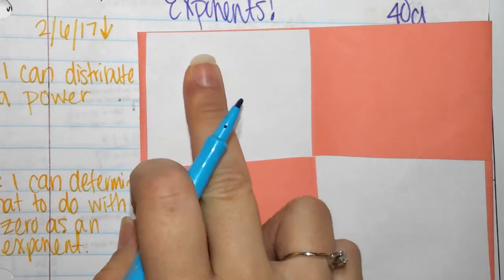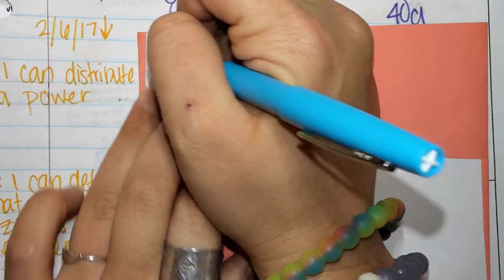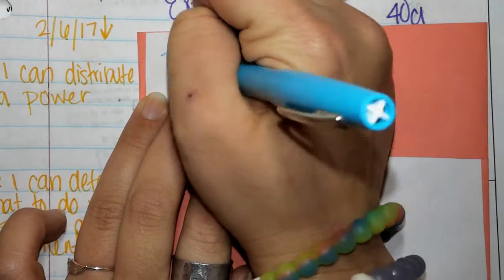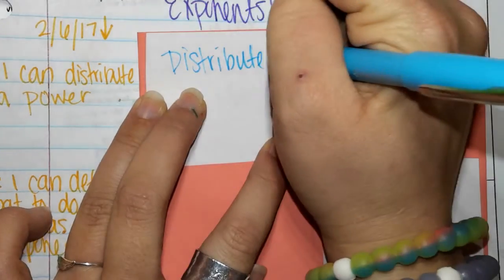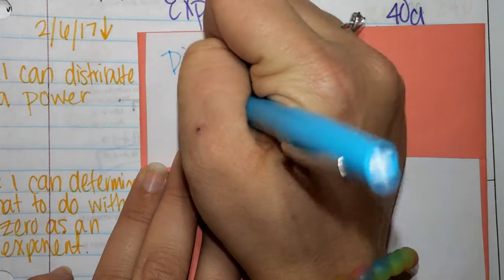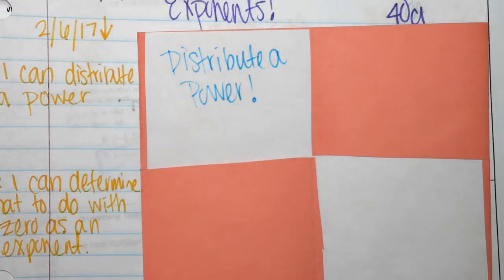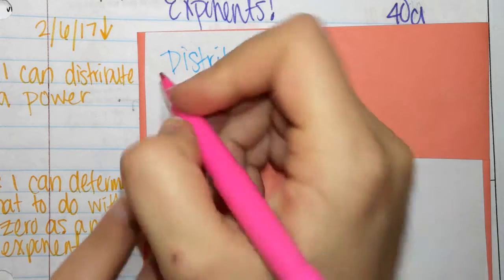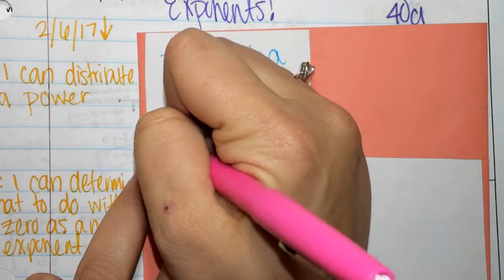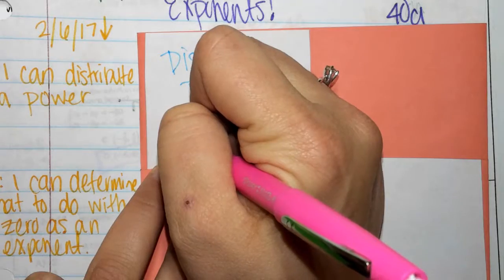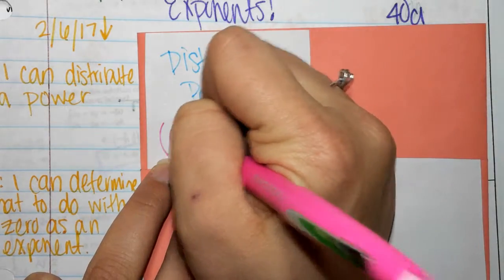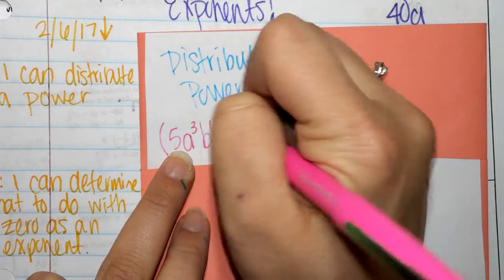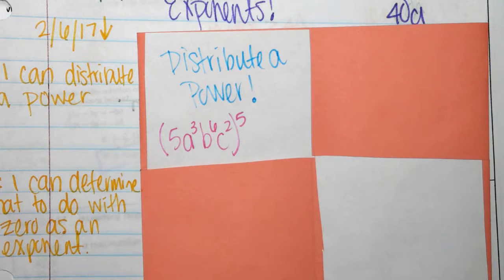Alright, so in this square right here on the left side, please write distribute a power. So what that looks like is if I had a 5 and a cubed b to the 6th c squared, all of that raised to the 5th power.